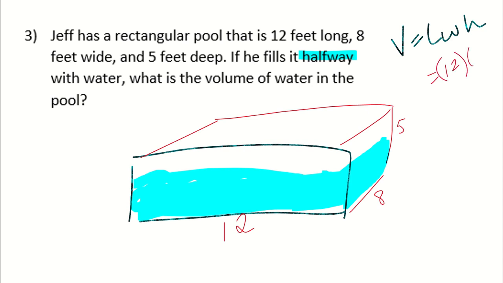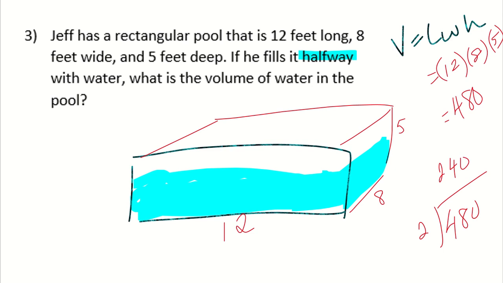12 times 8 times 5 is 12 times 8 times 5. Well, 12 times 5 is 60, and 60 times 8 is 480. And we need to cut that in half, remember, because of the halfway pool. So 480 divided by 2 is going to be 240. So our answer is going to be 240 feet cubed.